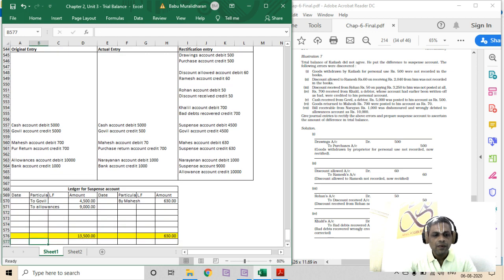So we could identify only 13,500 debit and then 630 credit. There is still unadjusted suspense which still has to be worked out, which is equal to 13,500 minus 630. So 12,870 still has to be worked out. Hope this is clear, right?